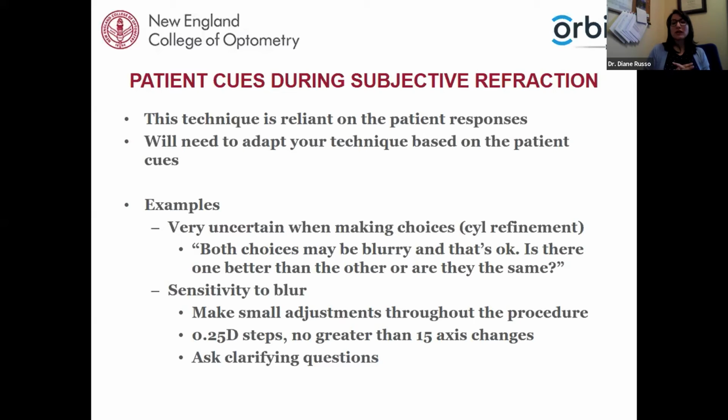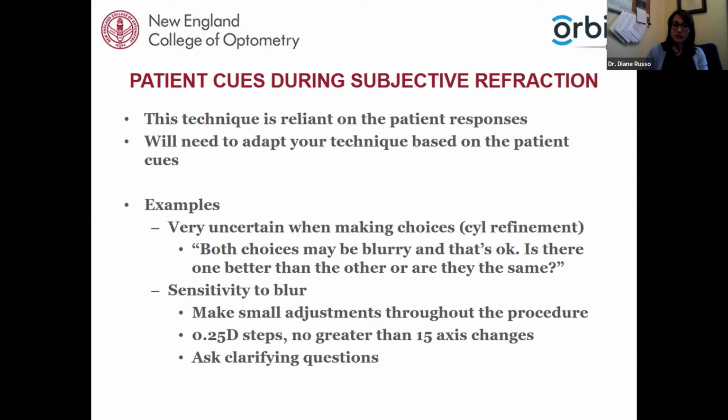But for patients that are very sensitive to blur, and you can tell because every time you make a small adjustment during the procedure, they'll know exactly, they'll respond to, oh no, you changed the axis 5 degrees. Oh no, it's very blurry now. So you can tell as you're making the smallest possible adjustment, if the patient is able to notice that change, then they're much more sensitive to blur. So you have to be very careful as you're going through the refraction step by step with getting the patient's feedback.